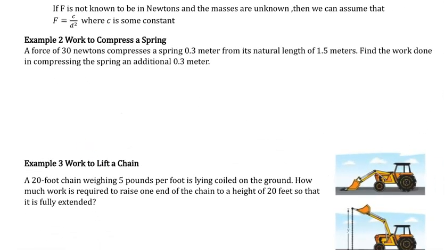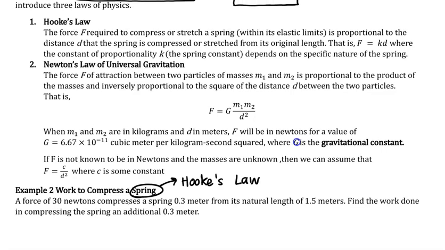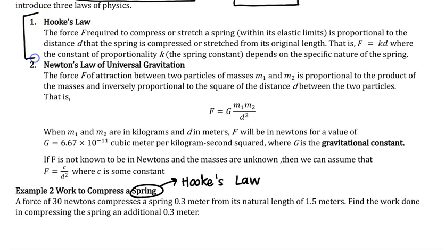So in example 2, we're looking for the work to compress a spring. They tell us that a force of 30 newtons compresses a spring 0.3 meters from its natural length of 1.5 meters. Find the work done in compressing the spring an additional 0.3 meters. Because this is a spring, I automatically know that I'm going to need to use Hooke's law to calculate this. And there's information about Hooke's law above here. So take a second and read number 1.